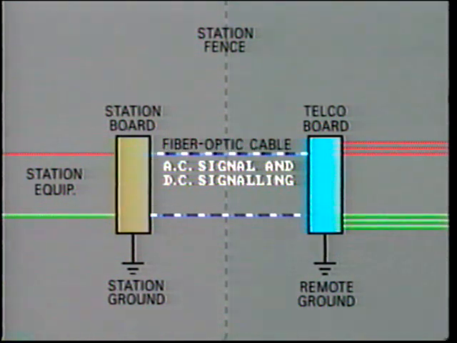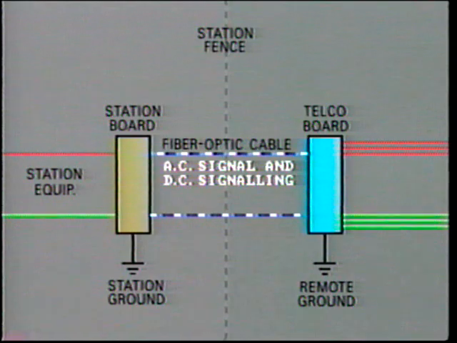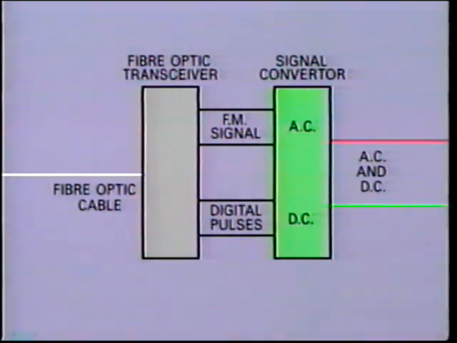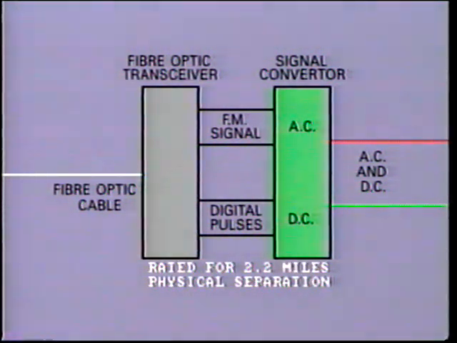The telco side card converts the incoming communication signals to fiber optic signals. It works by converting the audio signal to a frequency modulated signal. This in turn drives a fiber optic transmitter, which puts a frequency modulated light beam over the fiber optic cable. One point of significance here is that the longer the optic cable, the weaker will be the receiving light beam. This system is rated for up to 2.2 miles of physical separation.